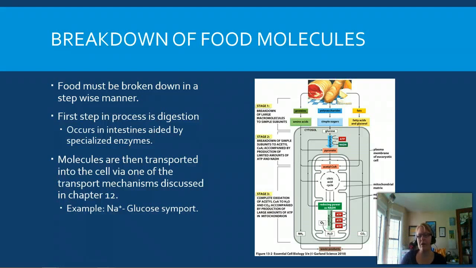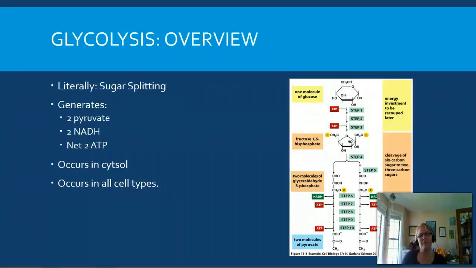Now remember, glucose will enter our cells as well as other macromolecules will enter our cells through symports and other transporters that we've talked about. Remember the example we had in chapter 12 is the sodium glucose symport. So think about that as you're thinking about this process here. So let's talk about glycolysis now.